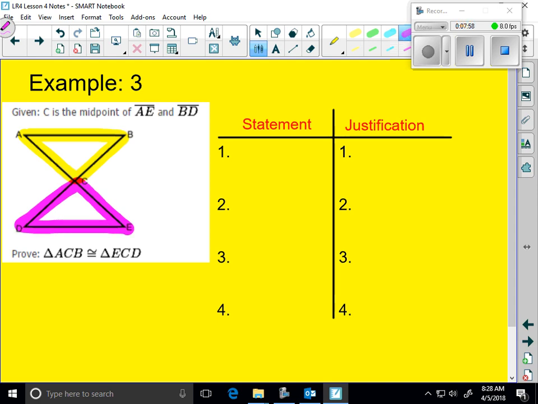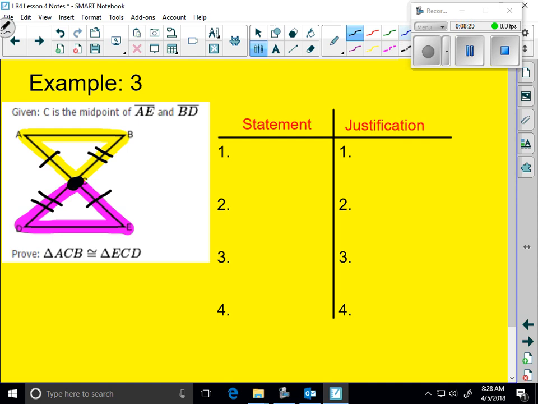Let's prove them congruent. So if C is the midpoint of AE and BD, if C is the midpoint right here, that tells me what about AC? What's it congruent to? CE. What is BC congruent to? Has to be congruent to CD. How do I even know that? Well, because that's the definition of midpoint. It cuts it in half.